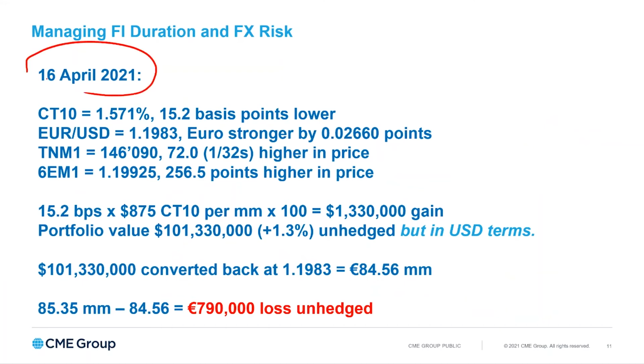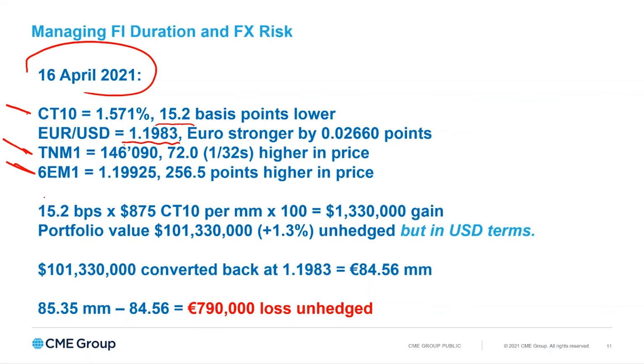What happens a few weeks later? If we look at the current yield on the 10-year note on-the-run Treasury, it's dropped. In other words, prices have gone up. The yield is now lower by 15.2 basis points. You'll notice that the currency has also shifted. The euro is now stronger. And as a result, the futures are higher naturally, and so is the futures on the currencies. So what has happened to our overlay and to our overall extended duration position?